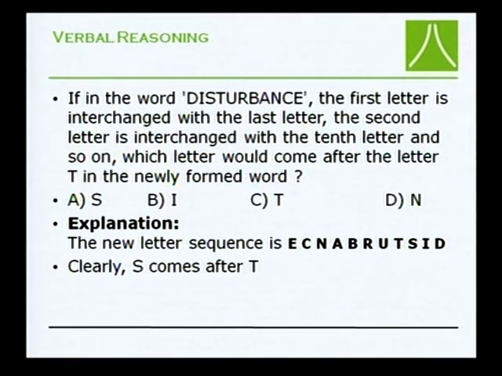Now the next question: if in the word DISTURBANCE the first letter is interchanged with the last letter, the second letter is interchanged with the 10th letter and so on, which letter would come after the letter T in the newly formed word? Generally, DISTURBANCE has 11 letters. Interchanging means the first letter from the left and the first letter from the right, so D and E are interchanged, I and C are interchanged, S and N are interchanged, T and A are interchanged. If you write that, the sequence will definitely be E, C, N, A, B, R, U, T, S, I, D.